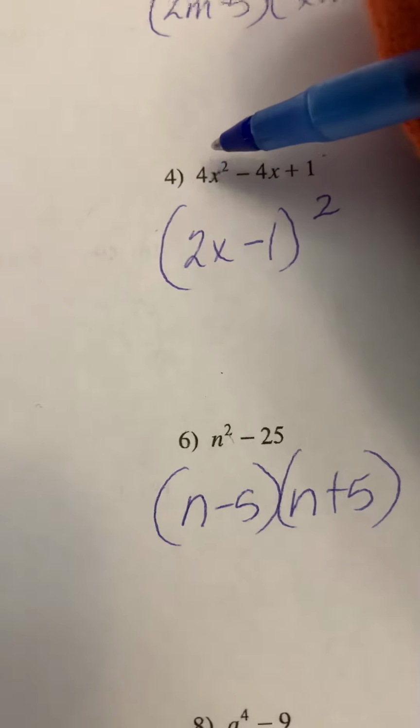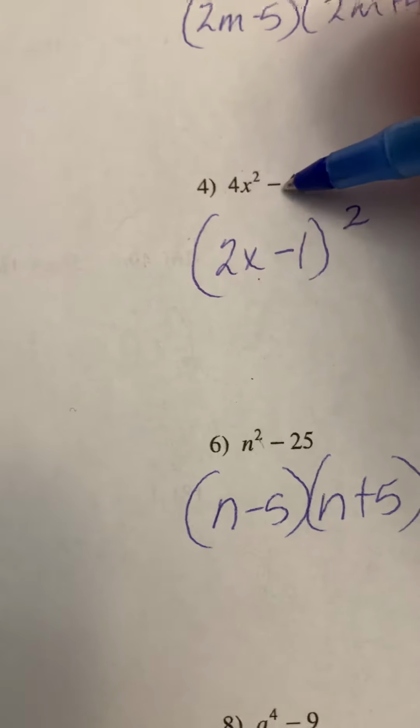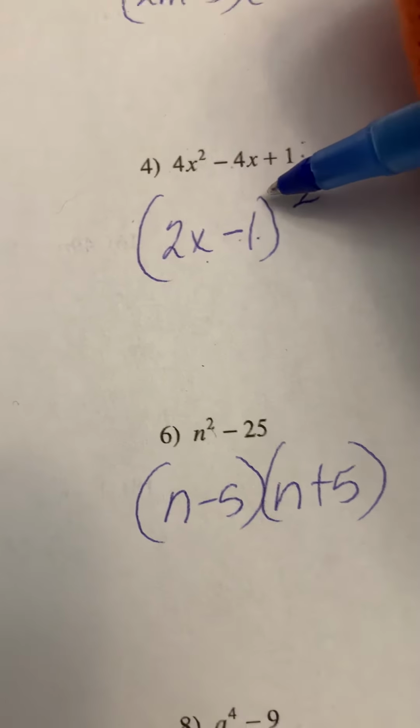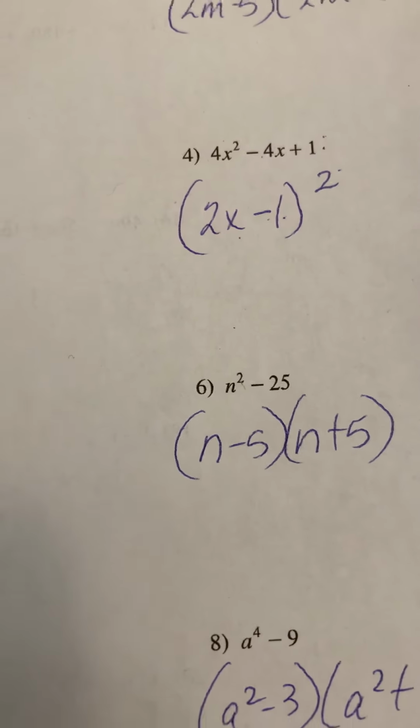Find the square root of 4x squared, which is 2x. Use the sign that's in the middle term, subtract, and then square root of 1, remember, is 1, and then bracket it up and put a square root sign out front.